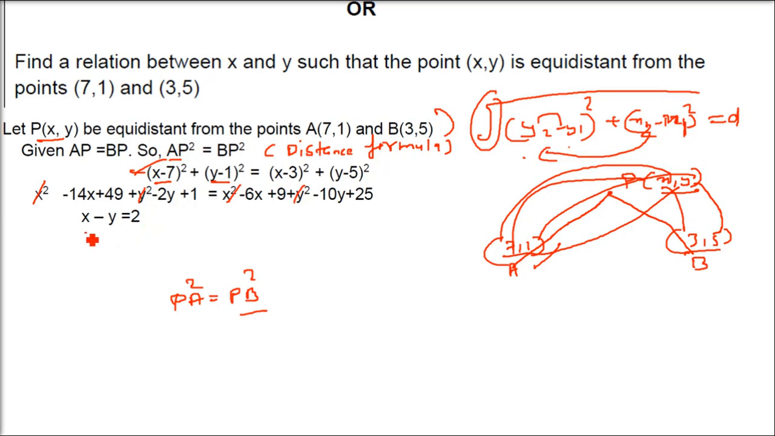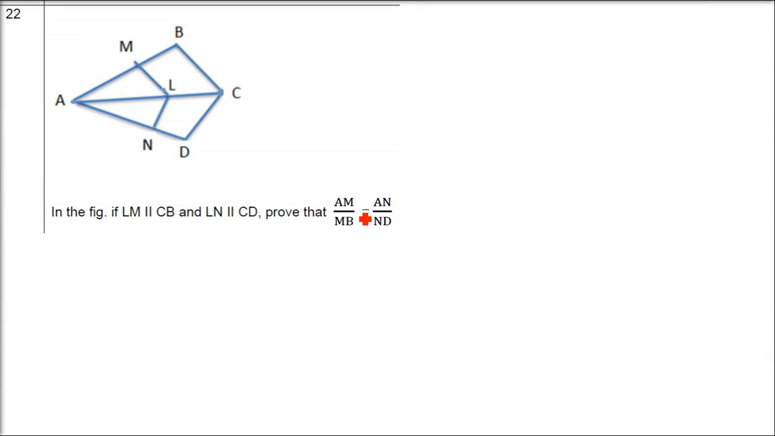Take the x term, find the value. Take the y term, find the value. Take the constant, find the value. This will be x − y = 2 as the result.